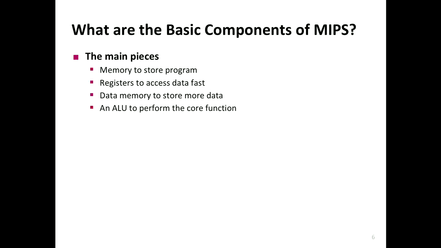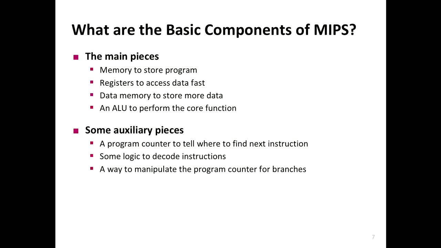Let's start with memory to store the program. We have a register file, an ALU to perform the operation, and data memory to store more data. We will see about the control unit as we go forward. We're still missing a few minor pieces, and those minor pieces are basically you need a program counter. Do you remember the program counter?